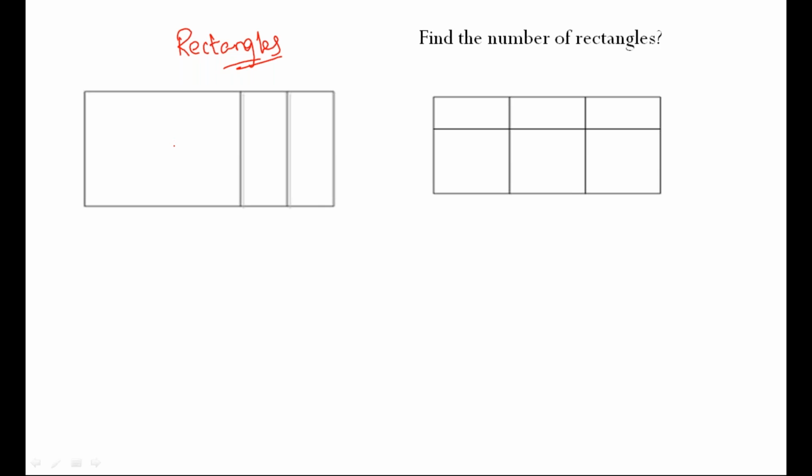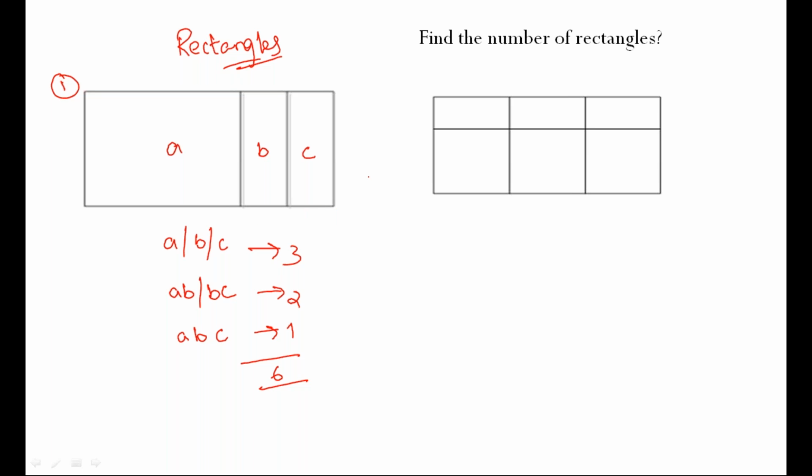Now here, A, B, and C. A alone is one rectangle, B alone is one rectangle, C alone is one rectangle. Then AB is one rectangle, BC is one rectangle. Finally, ABC is one rectangle. So here 3, here 2, here 1. Total 6. Only 6, it's not 7. First one, it's only 6.